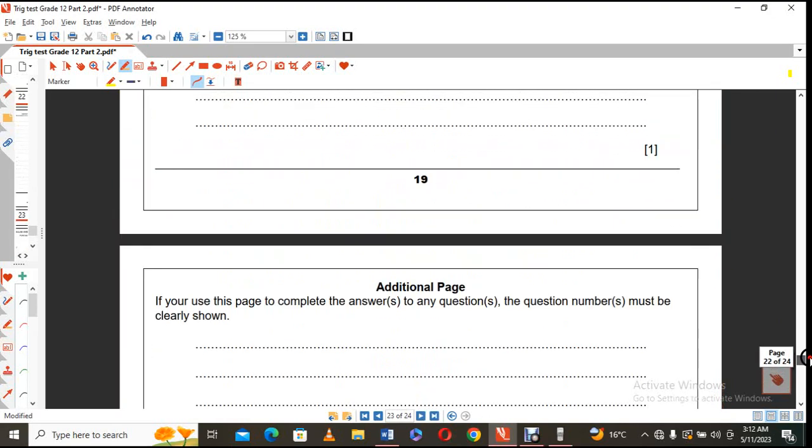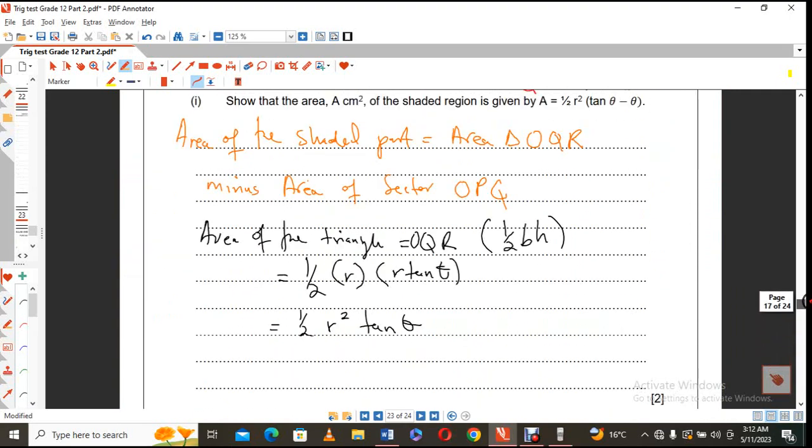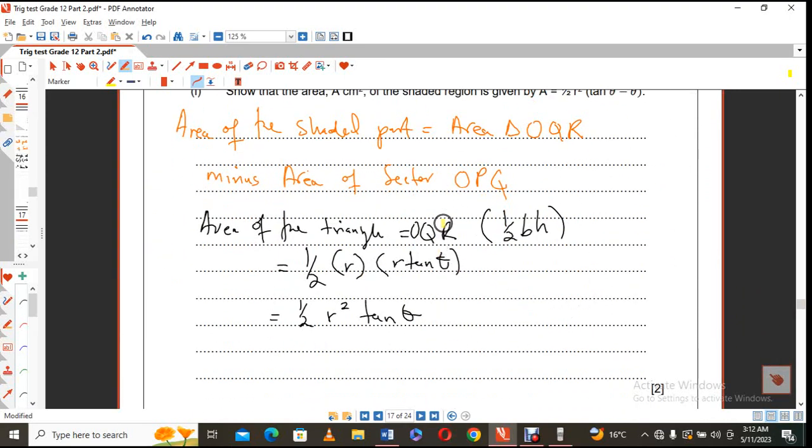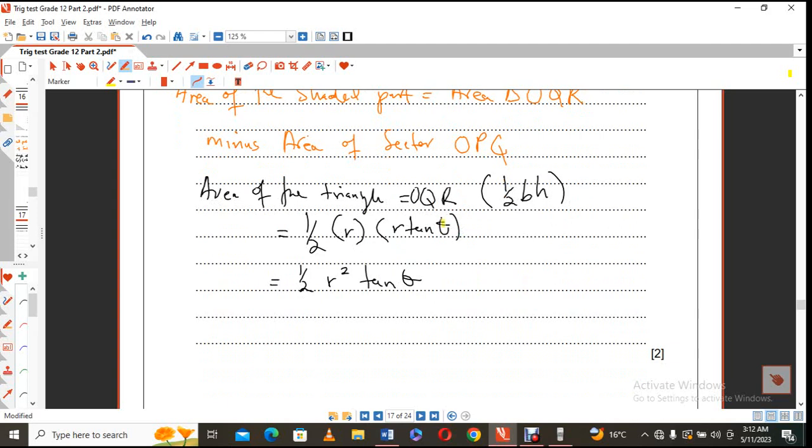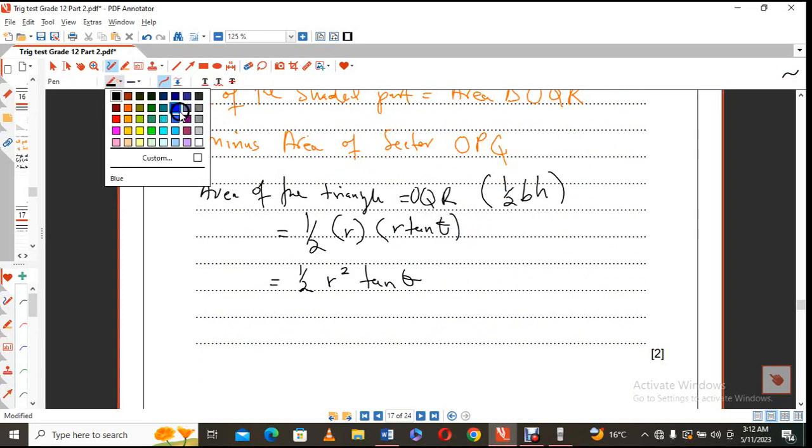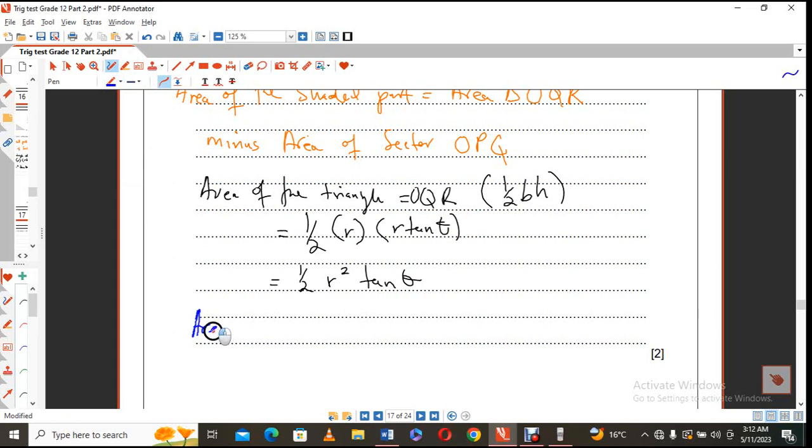So the area of the sector is now what I need to bring in. So let's bring in the area of the sector. Area of sector OPQ will be a half r squared theta.